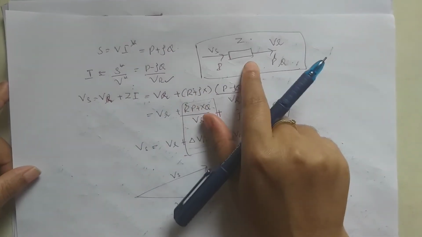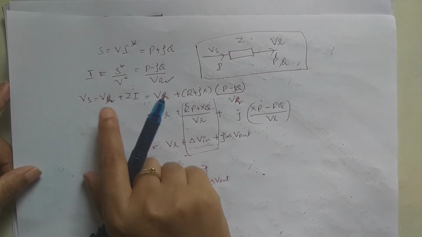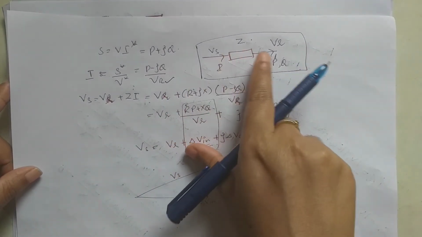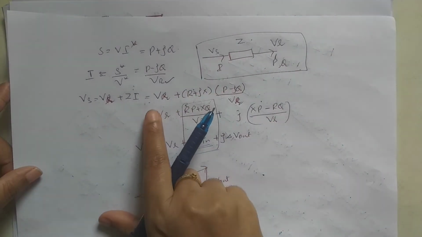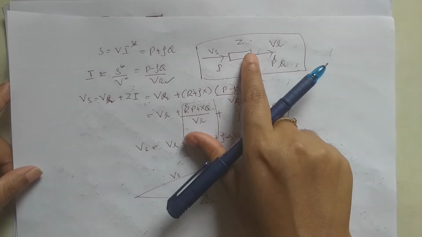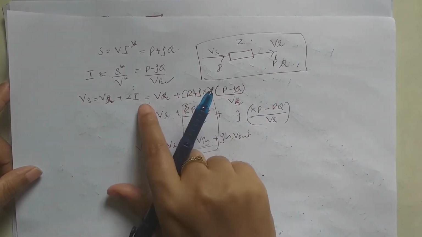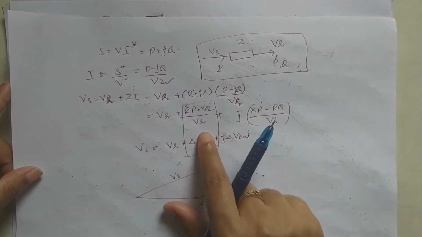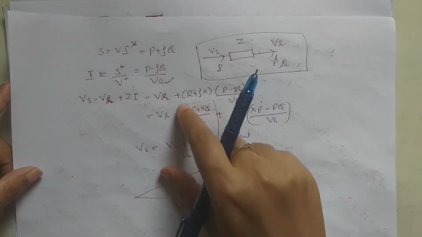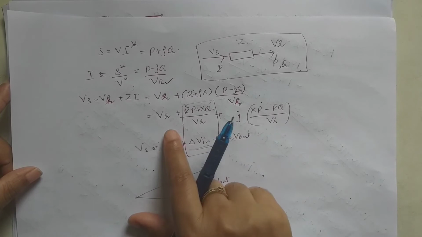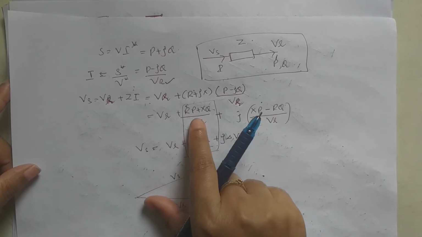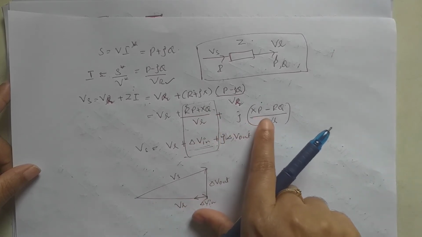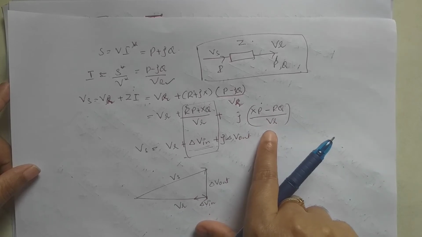By looking at this, we can say that Vs is equal to Vr plus ZI, which is equal to Vr plus Z, where Z is equal to R plus jX, times I, which is equal to (P minus jQ) divided by Vr. On multiplying and rearranging, separating the real term and the imaginary term, we get Vr plus (RP plus XQ) divided by Vr plus j(XP minus RQ) divided by Vr.